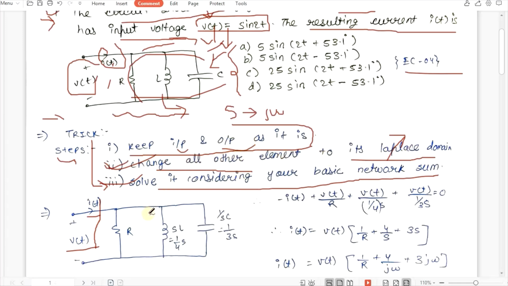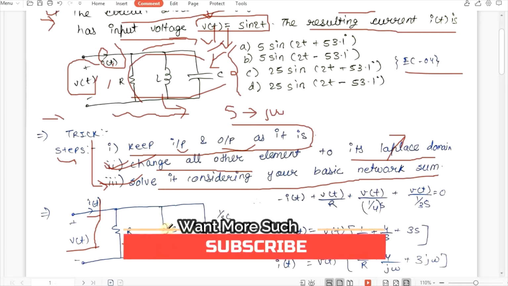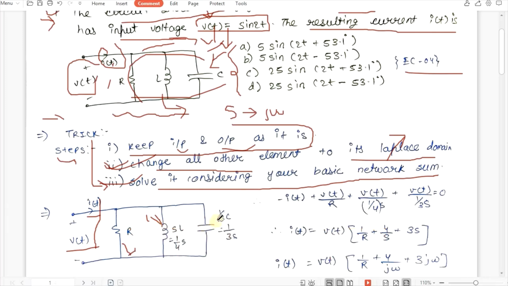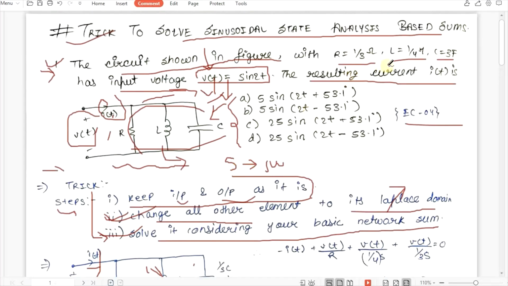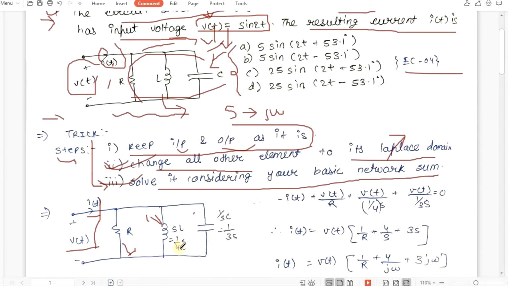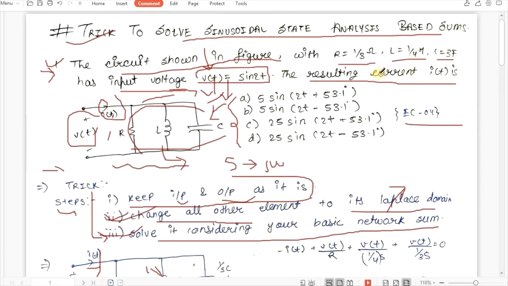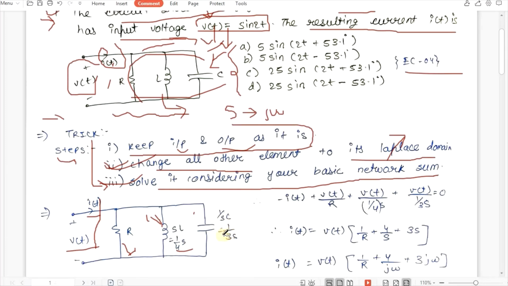to their Laplace domain. If we convert R to Laplace domain, it will be R itself. If we convert L to Laplace domain, it will be SL, and if we convert C to Laplace domain, it will be 1 by SC. Here in the question L is given as 1 by 4, so it will be S by 4. C is given as 3 Farad, so it will be 1 upon 3S.